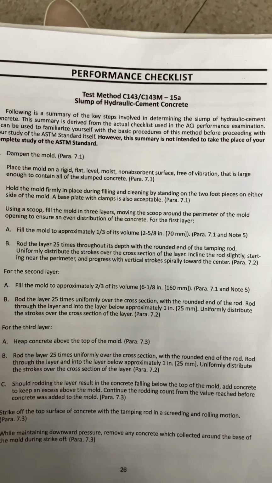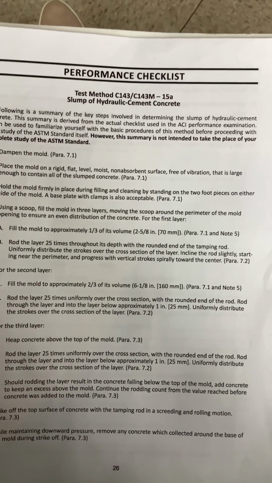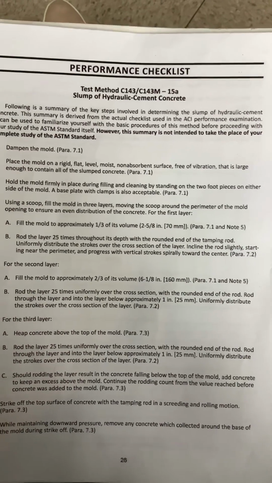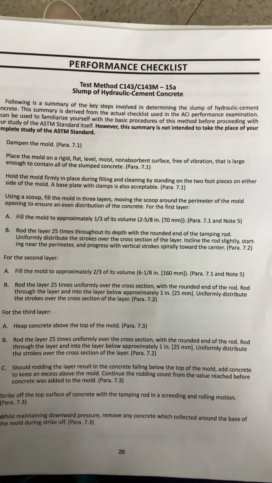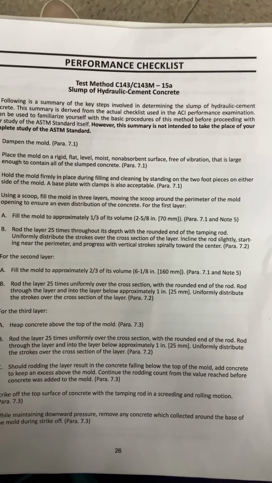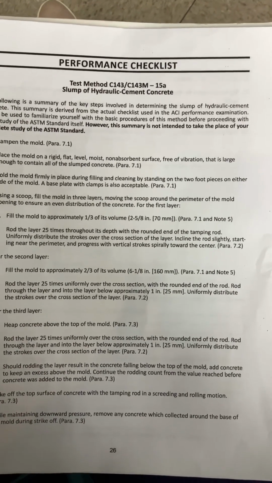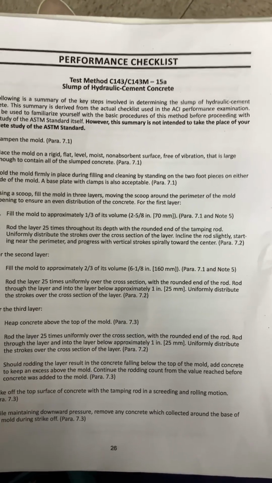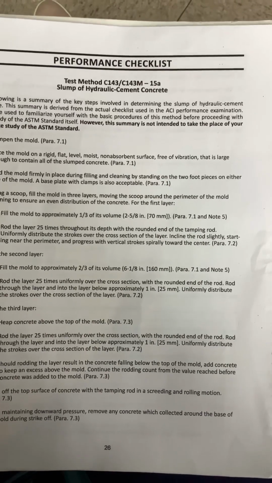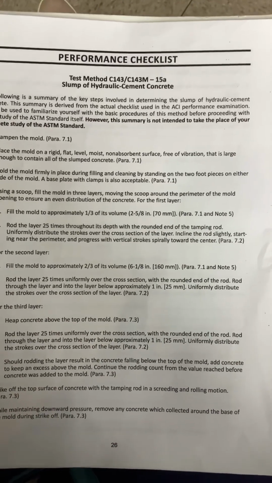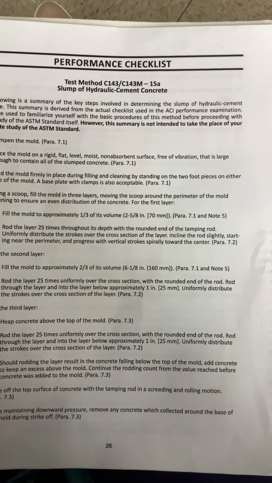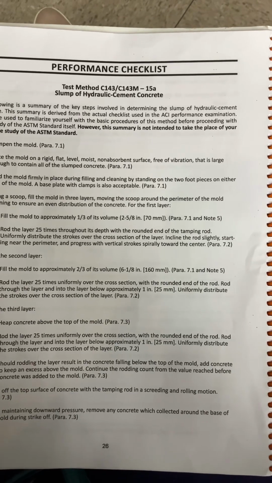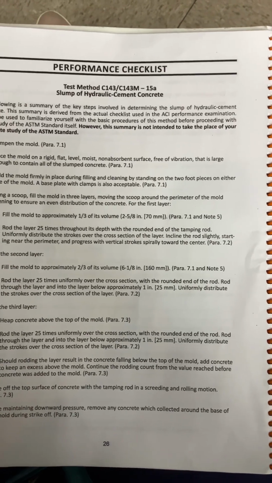Using a scoop, fill the mold in 3 layers, moving the scoop around the perimeter of the mold opening to ensure an even distribution of concrete for the first layer. Fill the mold to approximately a third of its volume, 2 5/8 inches, 70 millimeters. Rod the layer 25 times throughout its depth with the rounded end of the tamping rod. Uniformly distribute the strokes over the cross-section of the layer. Incline the rod slightly, starting near the perimeter, and progress with vertical strokes spirally toward the center.